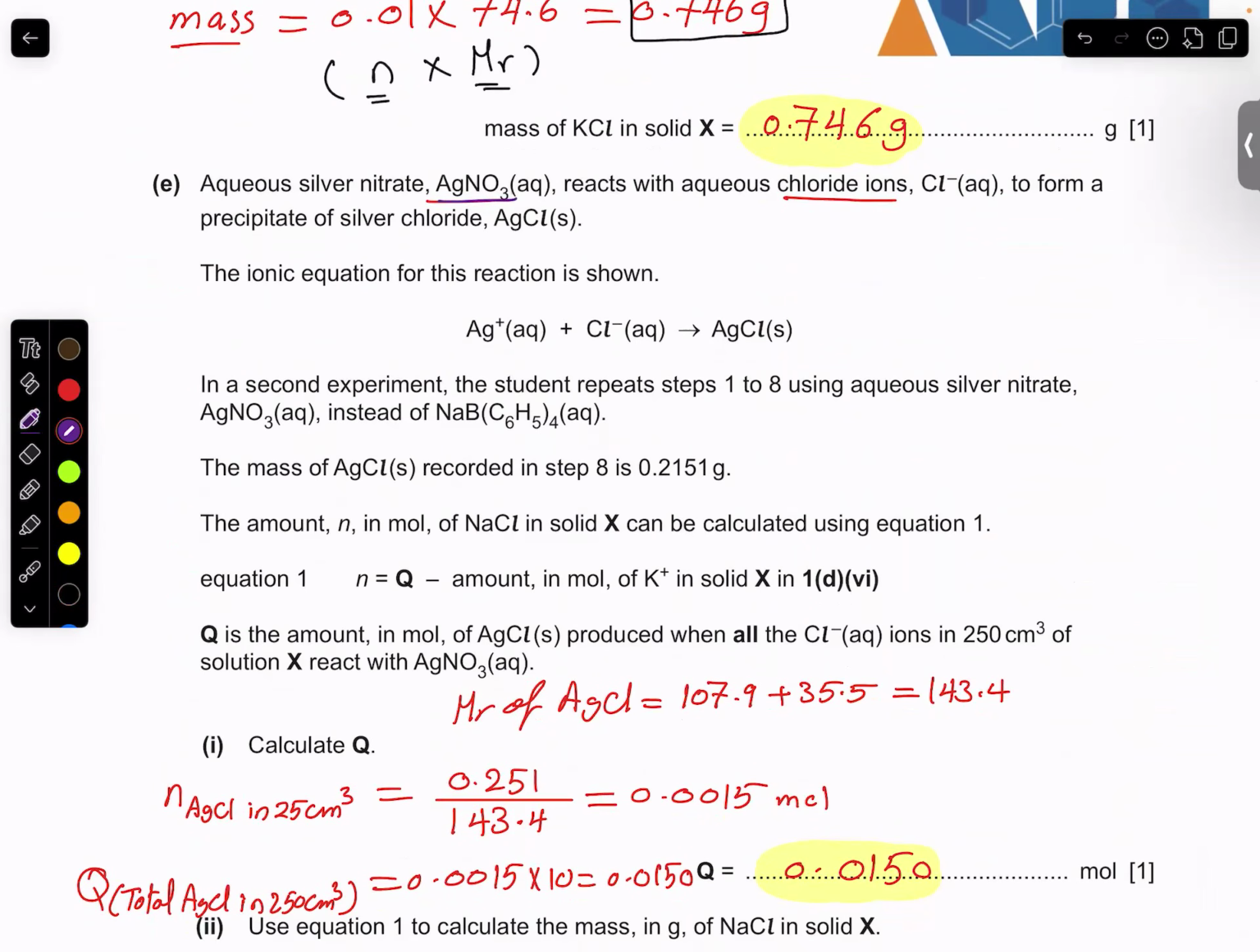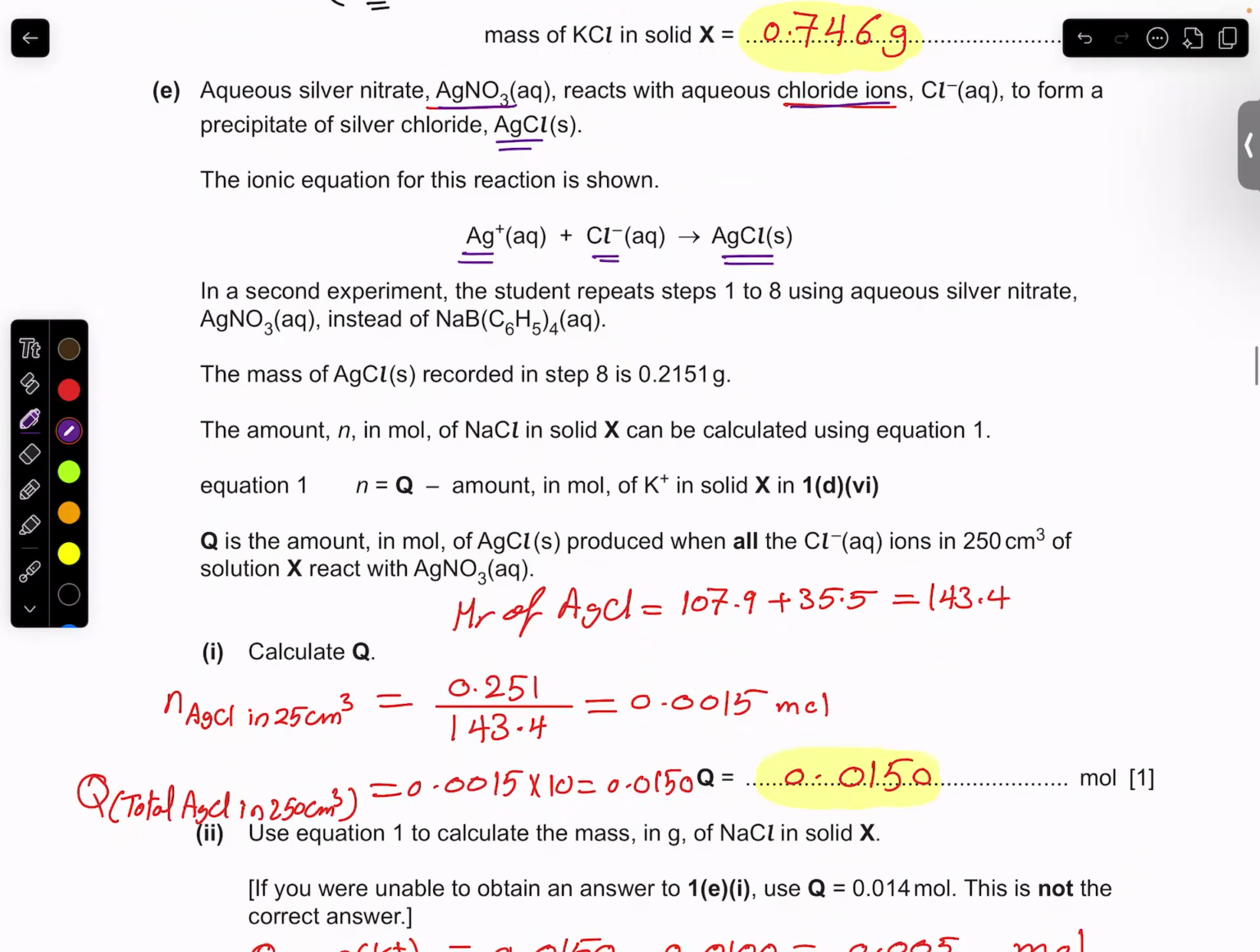Aqueous silver nitrate reacts with aqueous chloride ion to form a precipitate of silver chloride. This is a famous test for chloride. We write the ionic equation: Ag+ + Cl- → AgCl.